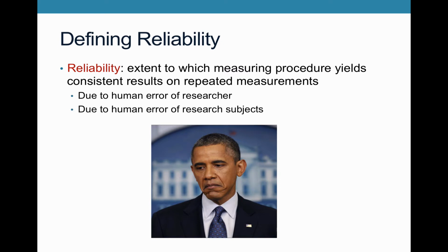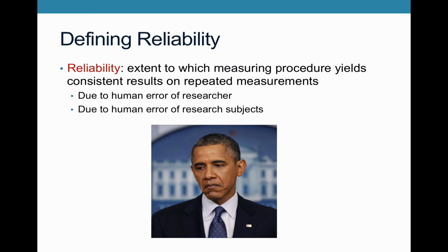Or it could be due to human error of research subjects. So you were asking people to evaluate how they feel about Obama on a scale of 1 to 1,000. And that's a pretty huge scale. So it could be that somebody, Juan Mendez, say, is asked that question 1 week. He likes Obama okay, and he says, I feel 500 about Obama. And then you ask him the next week, and he says, I like Obama okay, I feel 550 about Obama.